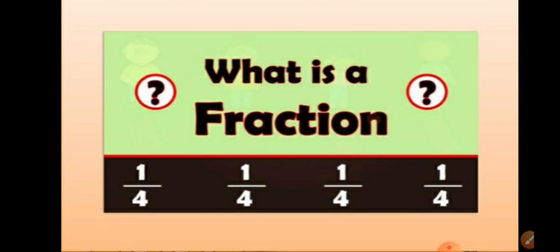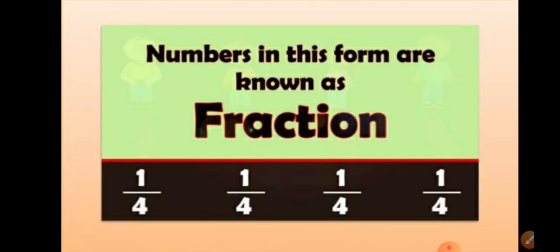A fraction is a part of a whole. Here, 1 divided by 4 means 1 is divided into 4 parts. Numbers in the form of a by b are known as fractions. 1 by 4, 2 by 6, 12 by 4: these all are fractions.